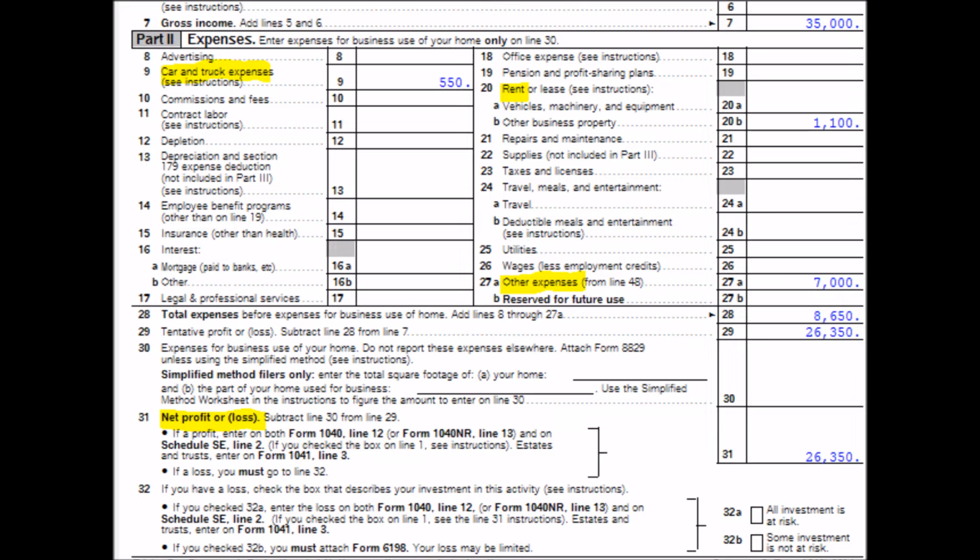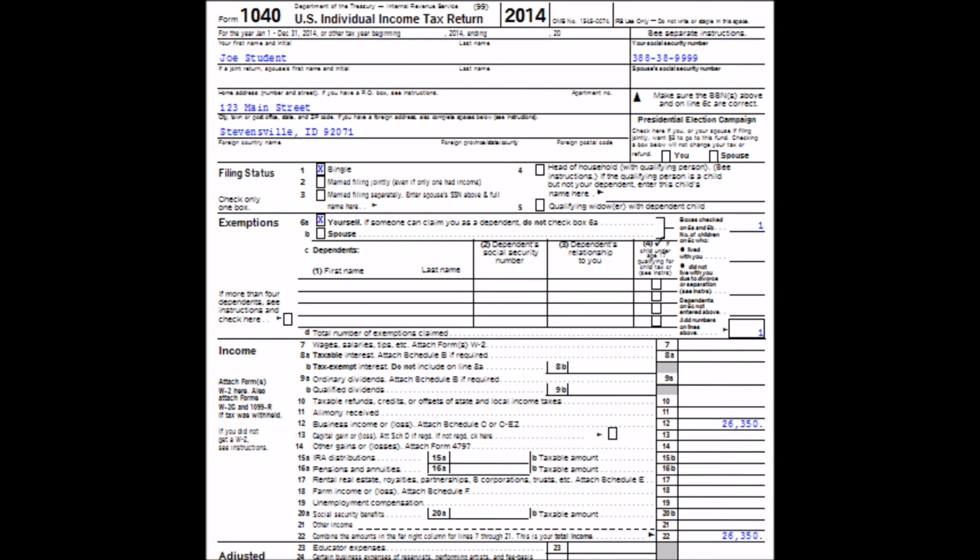Question, are these deductions for AGI or from AGI? The net profit from the Schedule C is reported on line 12 of page 1 of Form 1040.